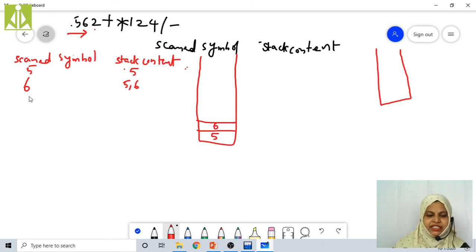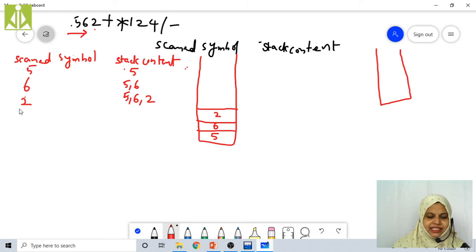Next scanning symbol is 2. 2 is an operand, so you have to push it into the stack. So 5, 6, 2. Now plus is there.